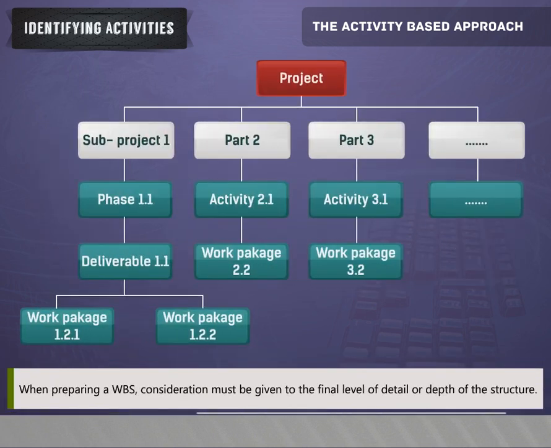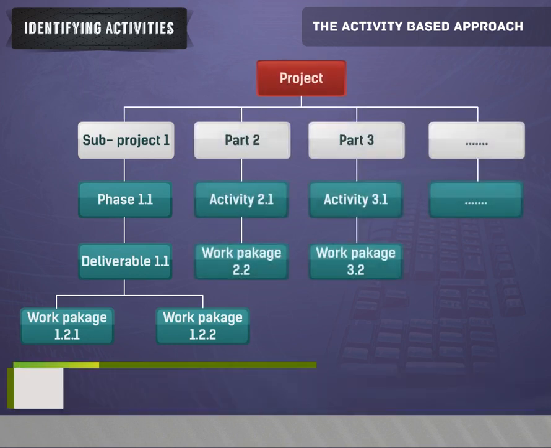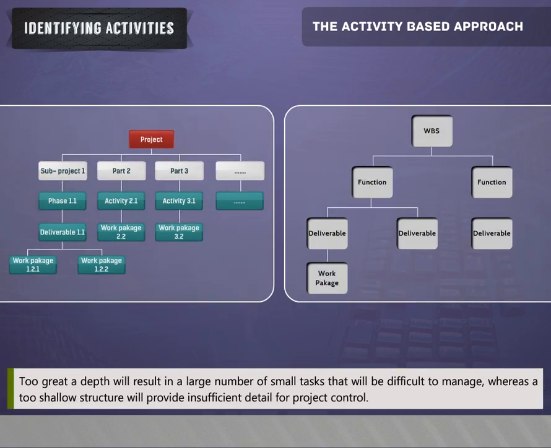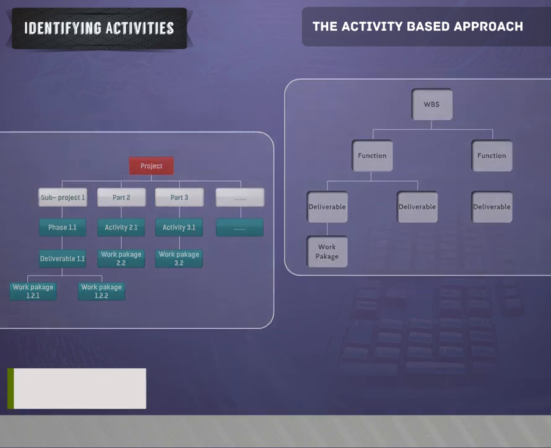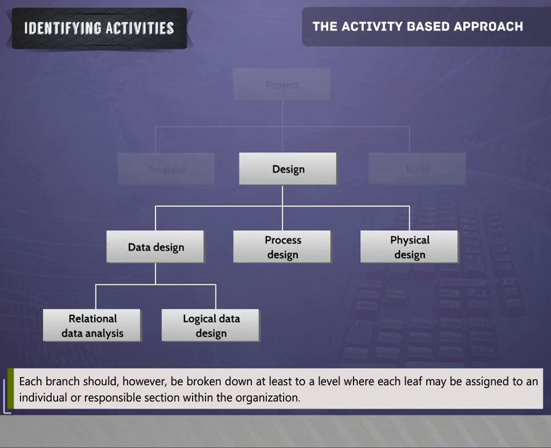When preparing a WBS, consideration must be given to the final level of detail or depth of the structure. Too great a depth will result in a large number of small tasks that will be difficult to manage, whereas a too shallow structure will provide insufficient detail for project control. Each branch should, however, be broken down at least to a level where each leaf must be assigned to an individual or responsible section within the organization.